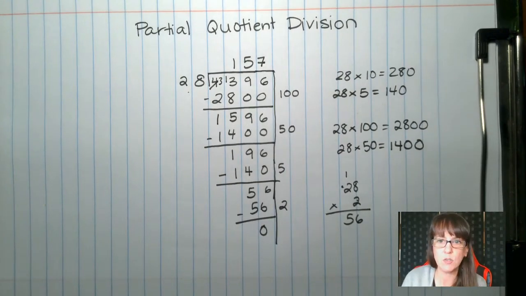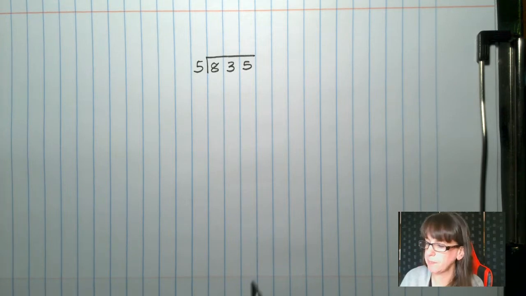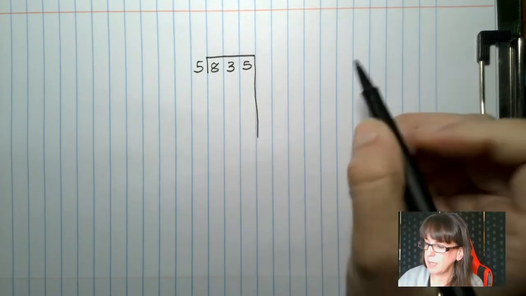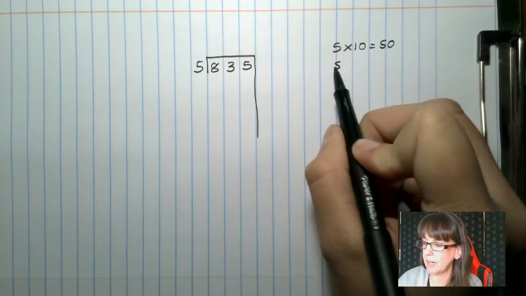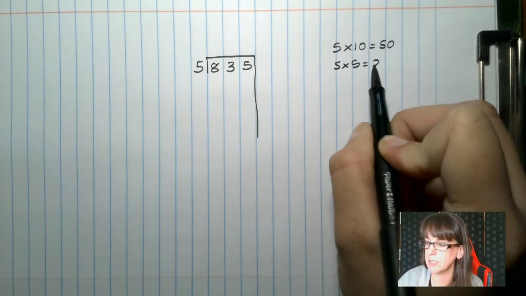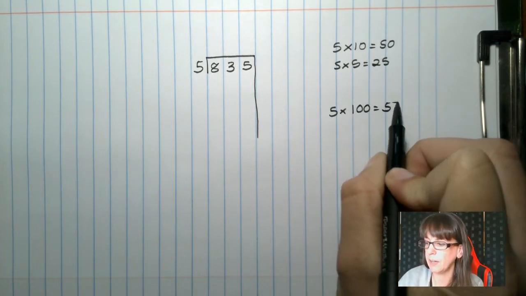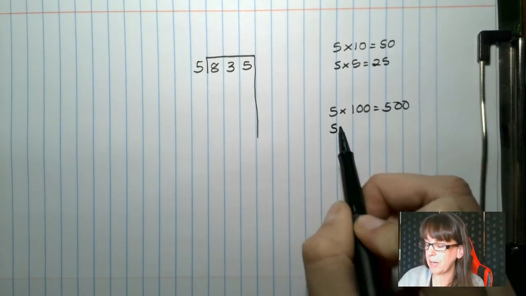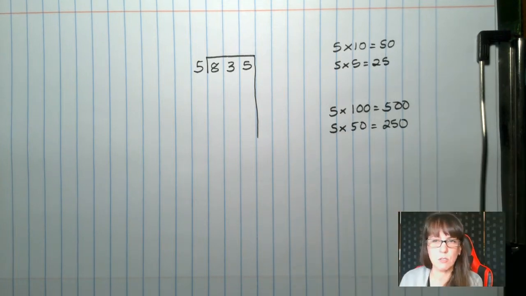Now, let's try another one. Okay, so we have 5 going into 853. So let's do the same thing again. We say 5 times 10, that is 50, which means 5 times 5 is going to be half of this, which is 25. Then we do 5 times 100 gives us 500. Half of that, so 5 times 50 would give us 250. This is just a good starting point for this.